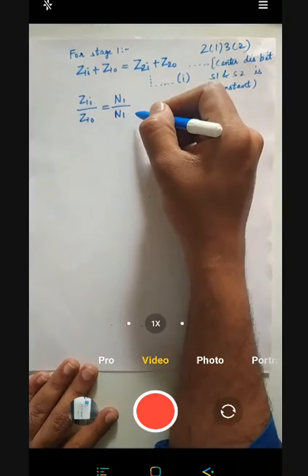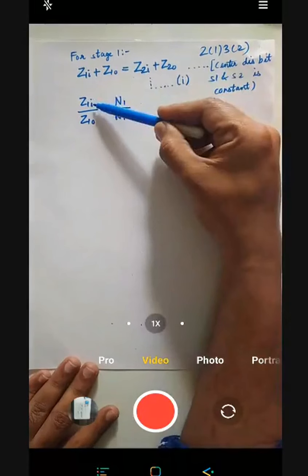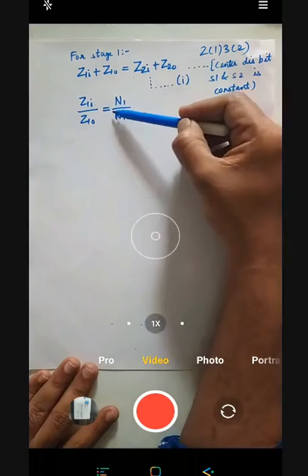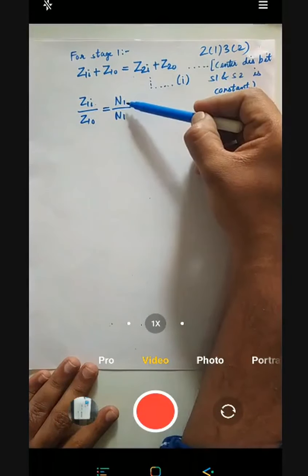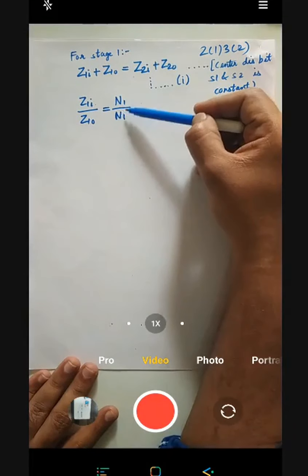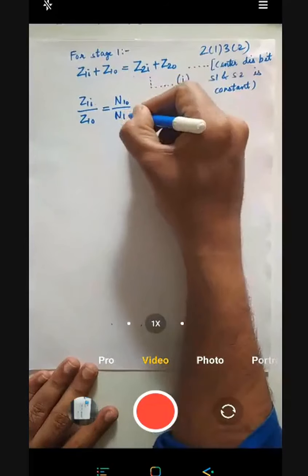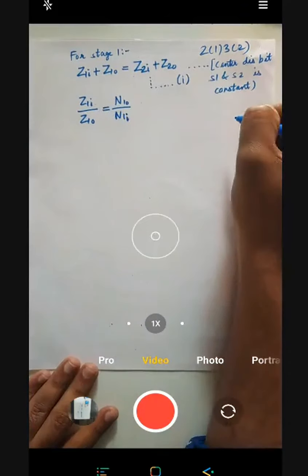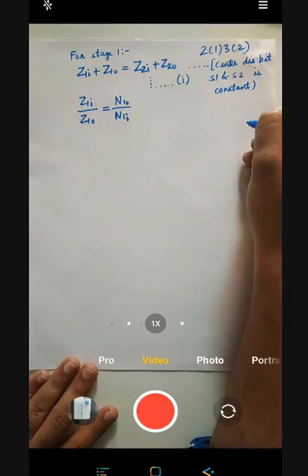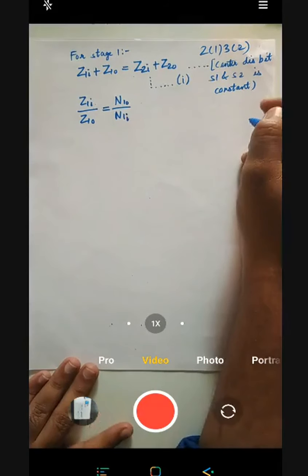Please complete this relation. Number of teeth on input side upon output side will be equal to speed. N1 O upon what? N1 I. N output upon N input. Am I right? Yes. Right. Yes, sir.